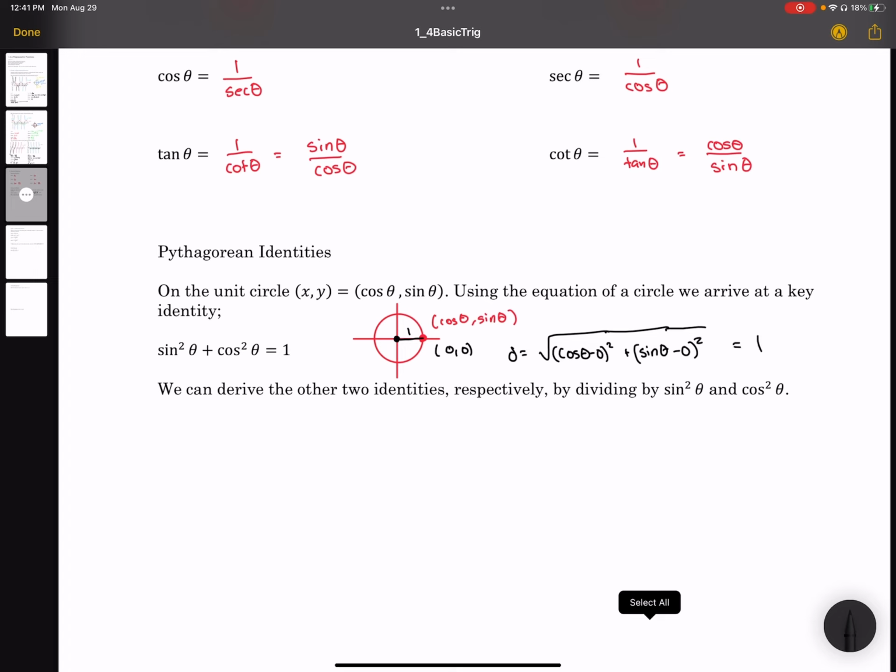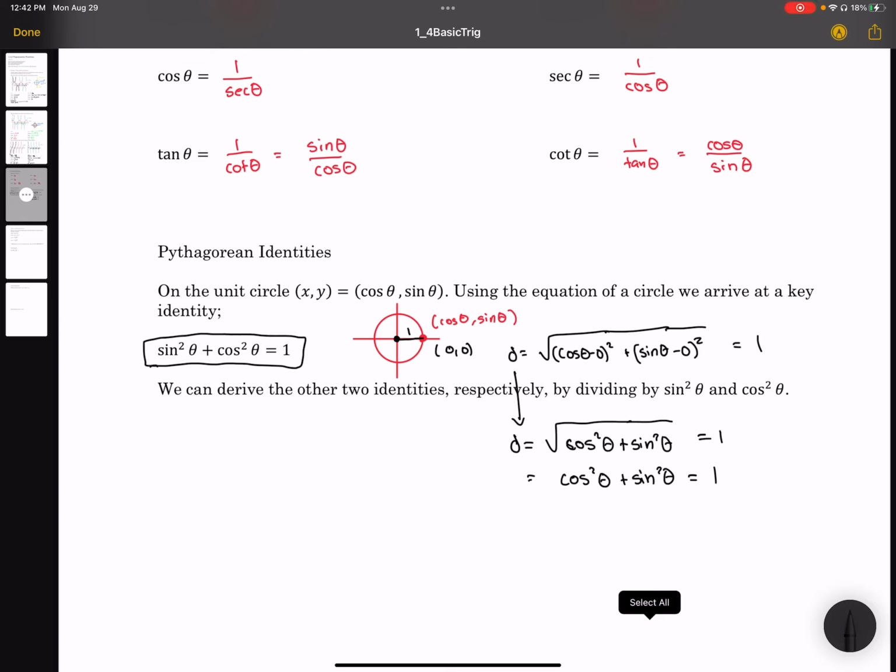So that's going to tell us that the distance is the square root of cosine squared theta plus sine squared theta. We know that distance equals 1. Well, the first thing we can do is just square both sides. So we end up with cosine squared theta plus sine squared theta equals 1. And that's how we obtain this fundamental identity here. It's one of our Pythagorean identities.